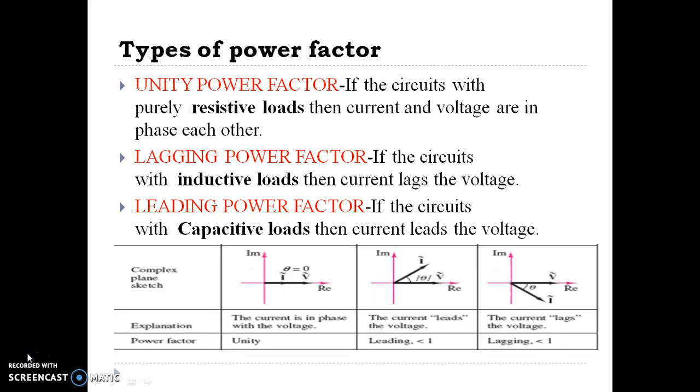From the below diagram, you can clearly understand the difference between the unity power factor, lagging power factor and leading power factor. The first picture shows the unity power factor where voltage and current are in phase. The second picture shows the capacitive load because the current leads the voltage by angle of theta. The third picture shows the lagging power factor because the current lags the voltage by an angle of theta. These are the different types of power factor.